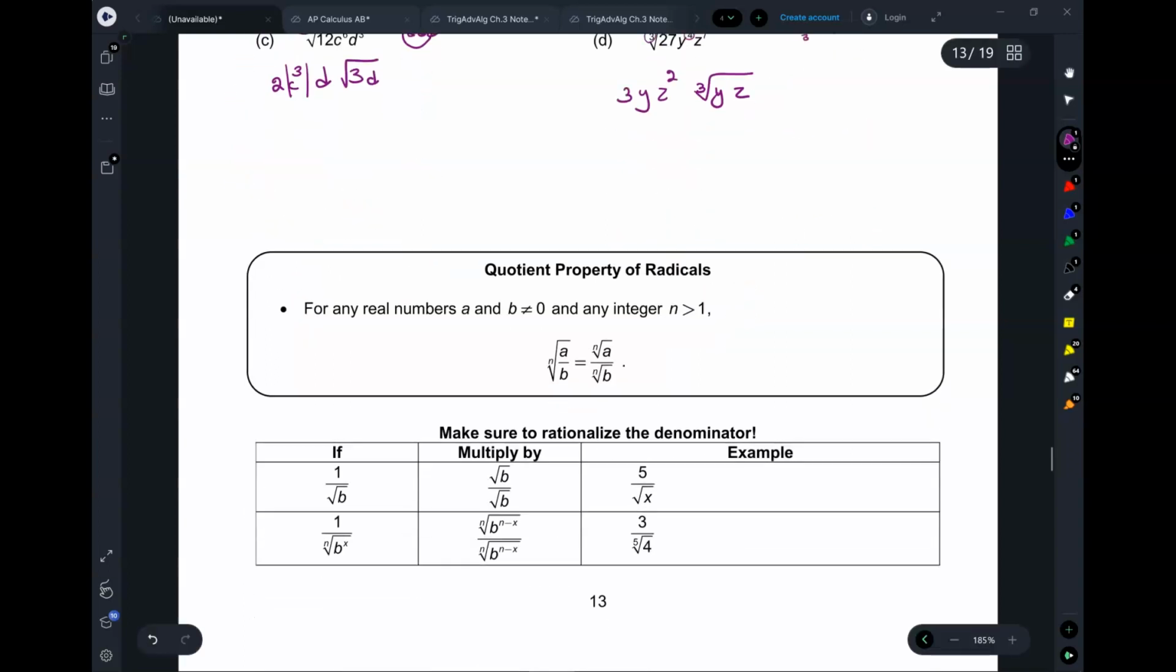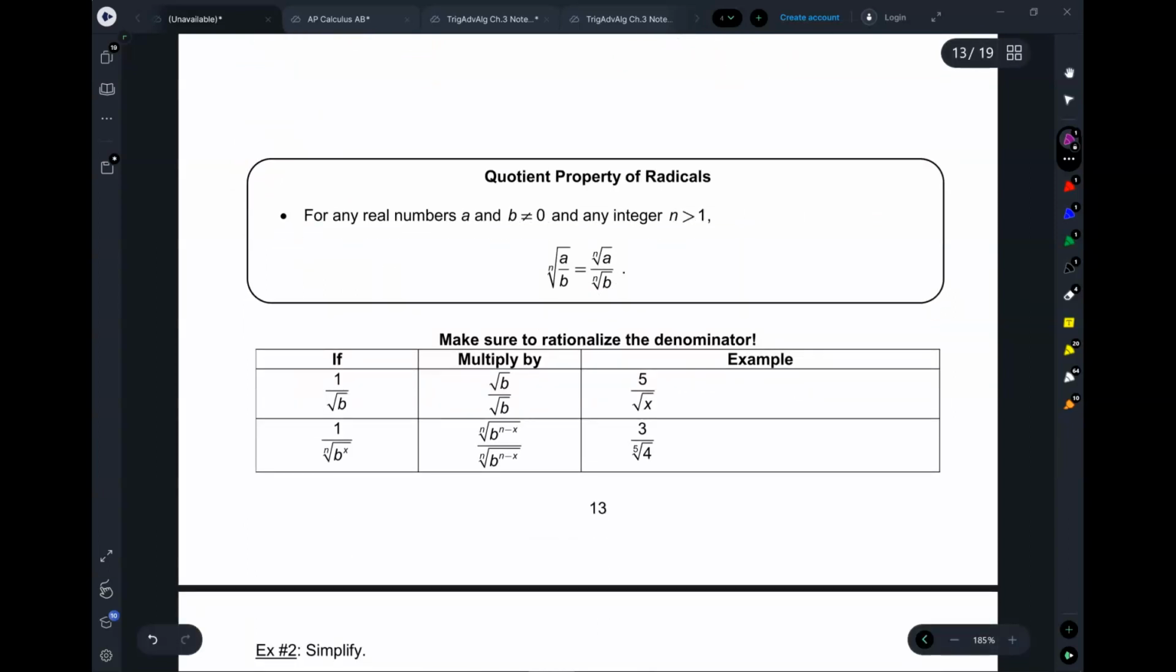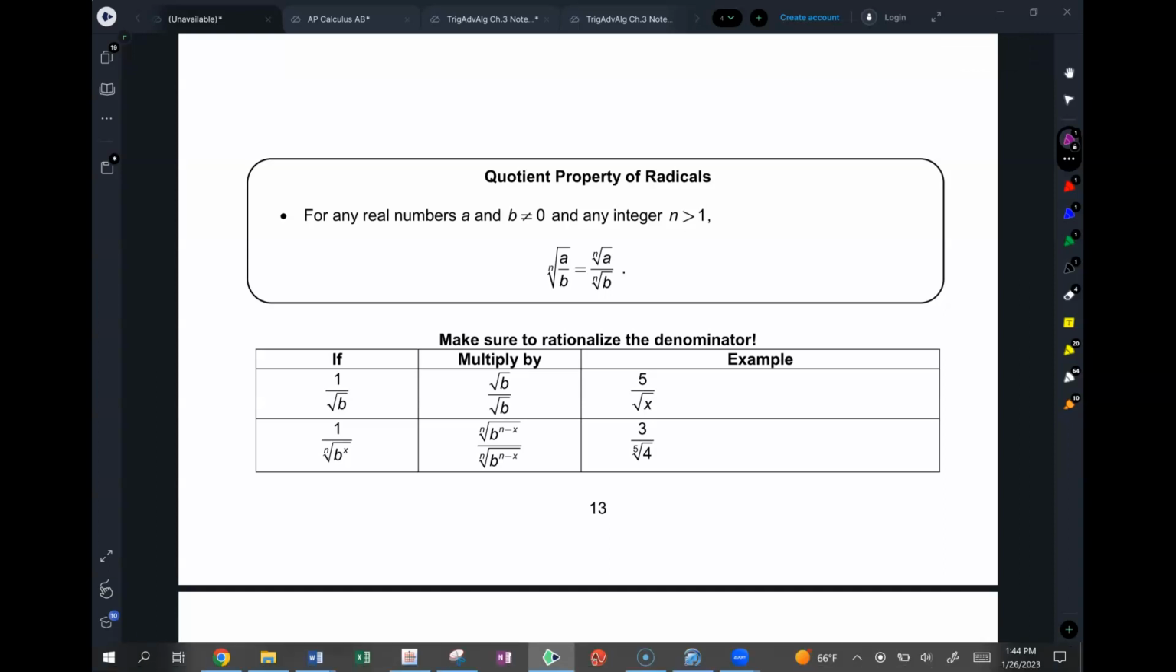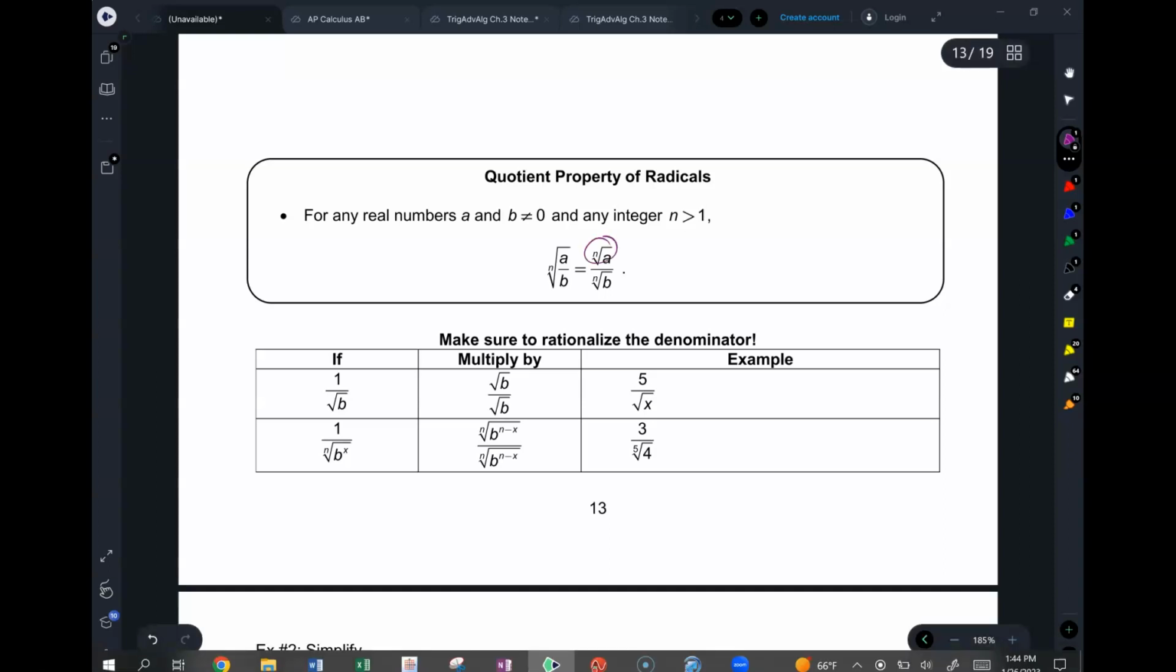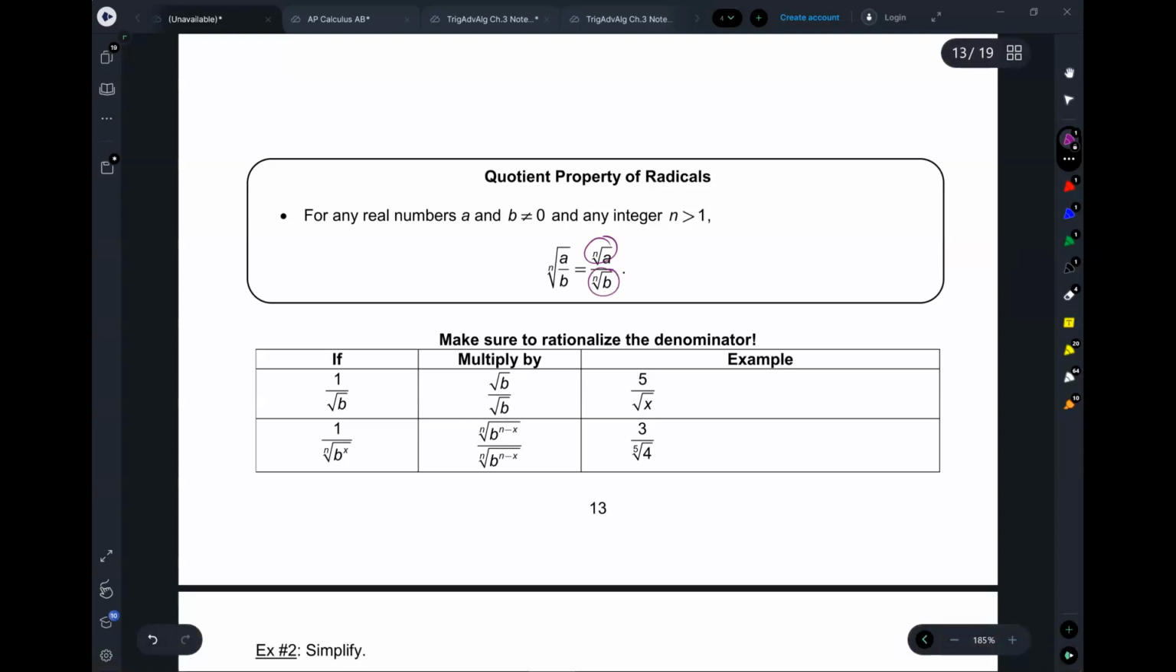All right. So here, the same thing works with quotients, right? So basically, if you have the square root of a over b, that root can be applied to the numerator separately and the denominator separately. Okay? Now, if you have a root in the denominator when you're done, you have to rationalize the denominator and make sure that you get rid of any roots in the denominator.